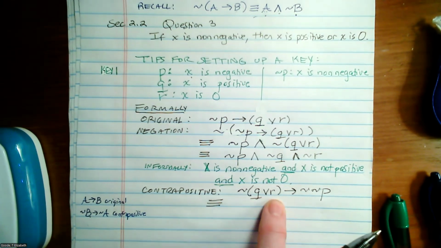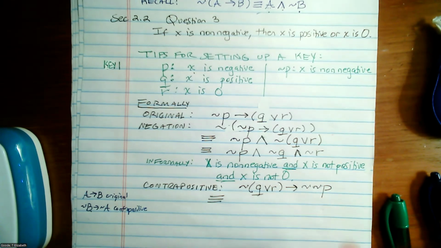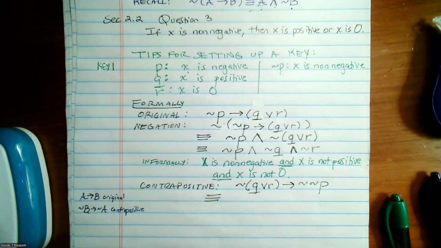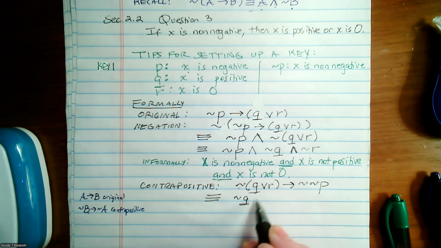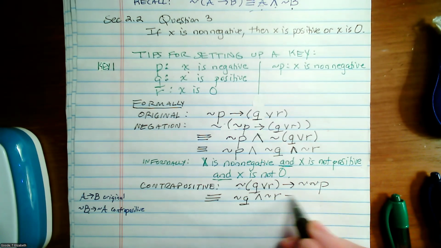So we can simplify this. We can use De Morgan's law applied to the Q or R, and we can simplify not P. It's like not, who's there? P. So how do we use De Morgan's law here? We would say not Q and not R, arrow, and then that becomes P.